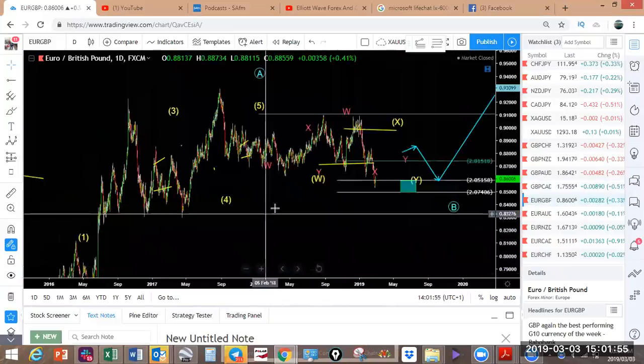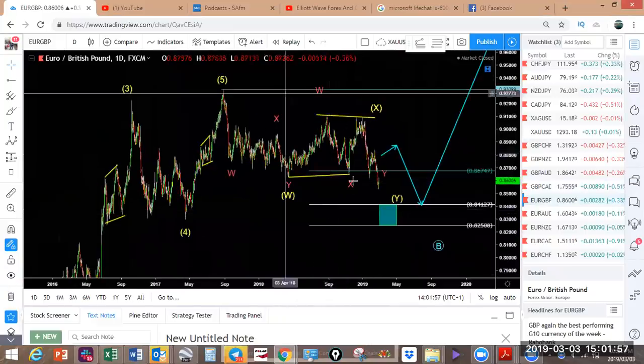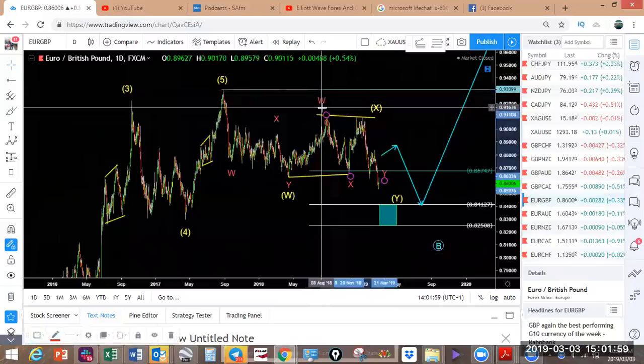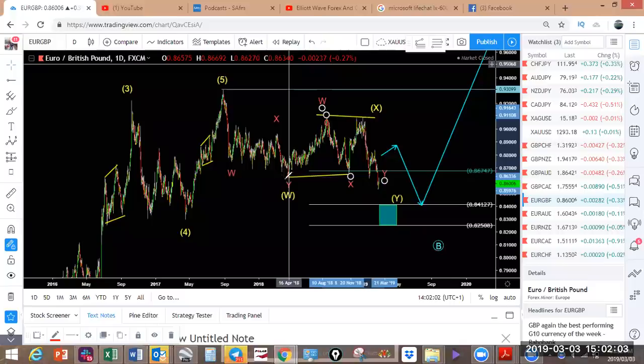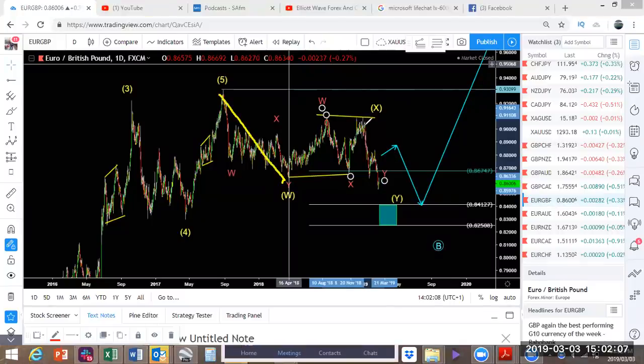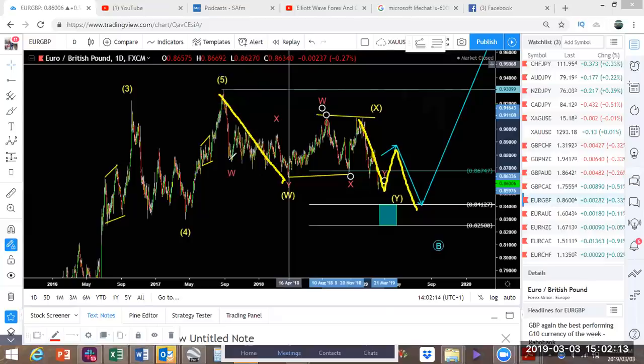Euro pound. Let's get this structure here, you've got a three-wave move down, as you can see in the red degree. You've got a pullback in 3 waves, and now we're looking for this one to make another 3 waves possibly here. Okay, so you've got 1, 2, 3 down, 1, 2, 3 up, 1, 2, 3 back here, which makes a W. The whole thing becomes an X and then a Y.